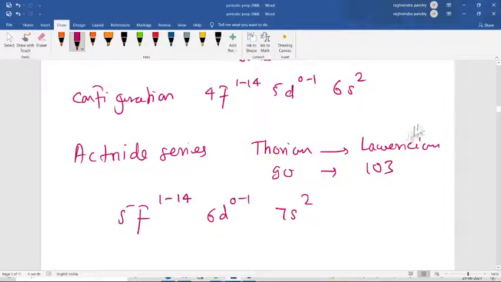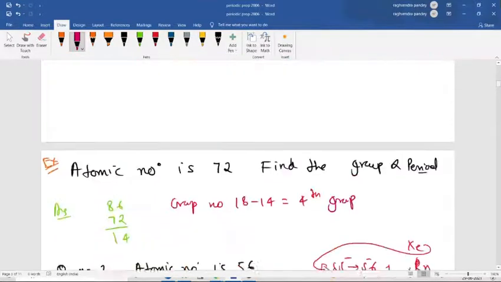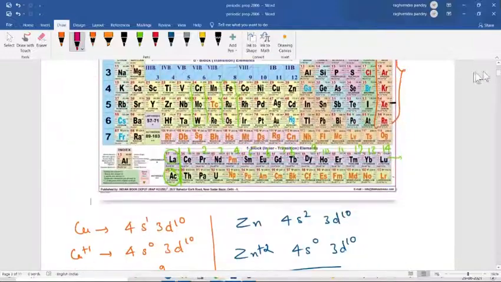If you see lanthanum and actinium, they are just under scandium and yttrium. So they are d block elements. Always remember that.